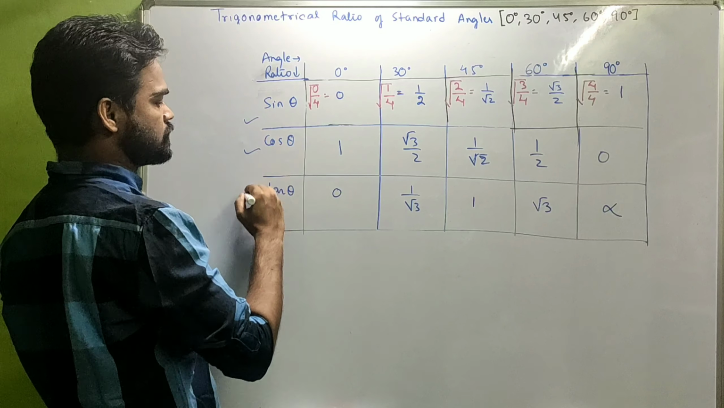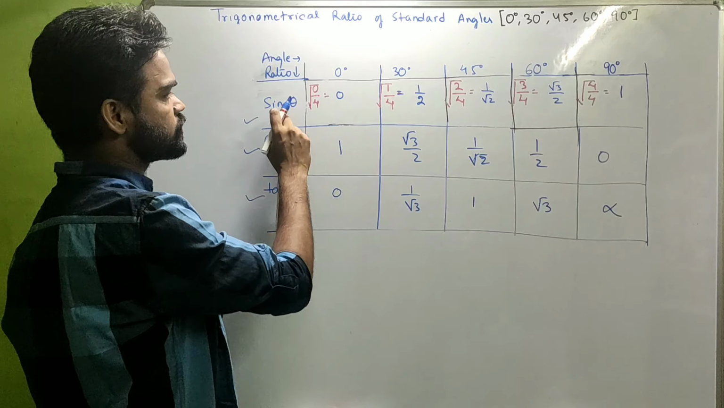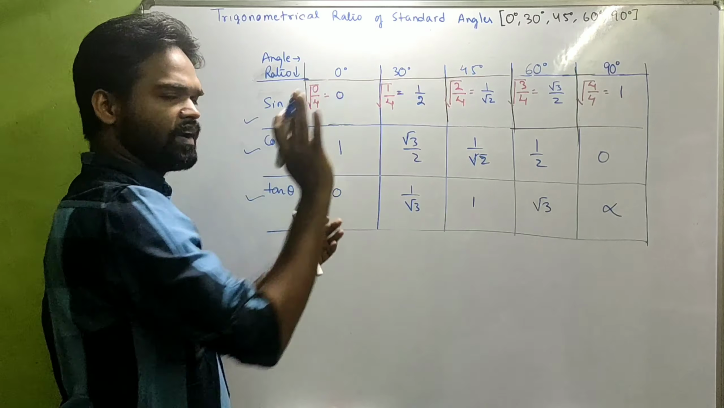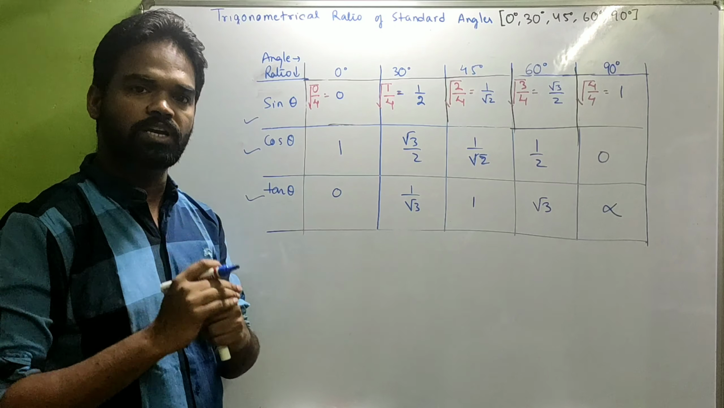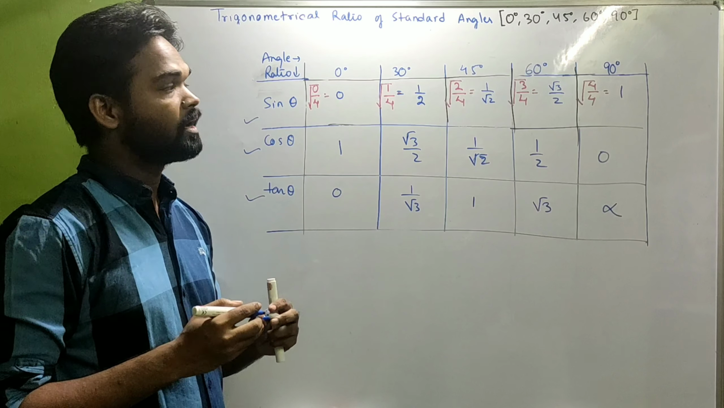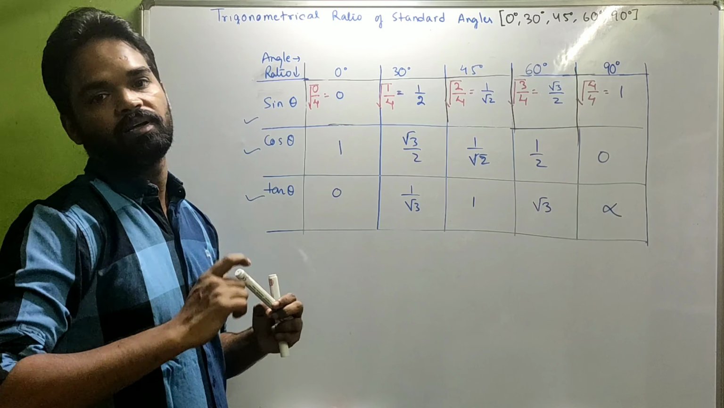I've done sine, cos and tan only because cosec is the reciprocal of sine, so you can easily find it. If you know the value of sine 45, suppose, then you know the value of cosec 45 also. Similarly for sec and cot. Now let us look at the sums from the exercise.